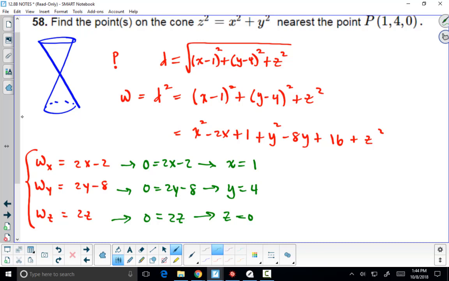Do you agree that the critical points are on the cone? Because it's points on the cone that are going to be minimizing and maximizing distance. So we're trying to look for the points on the cone that are closest to that point. So we should be partially differentiating the cone, right?